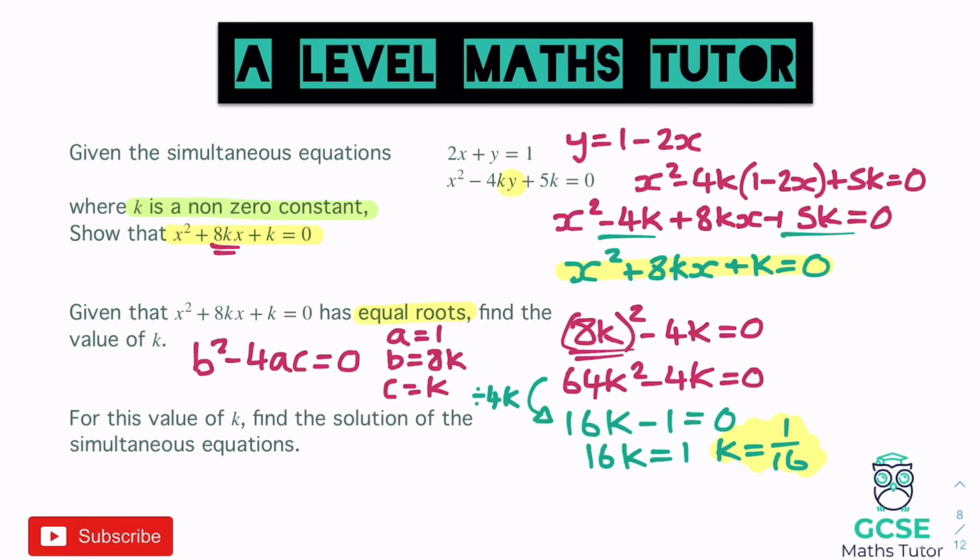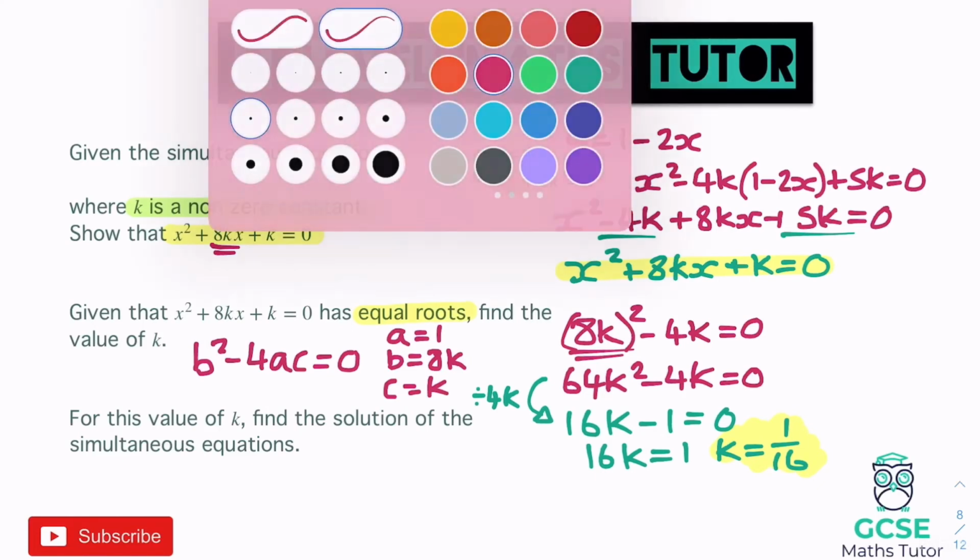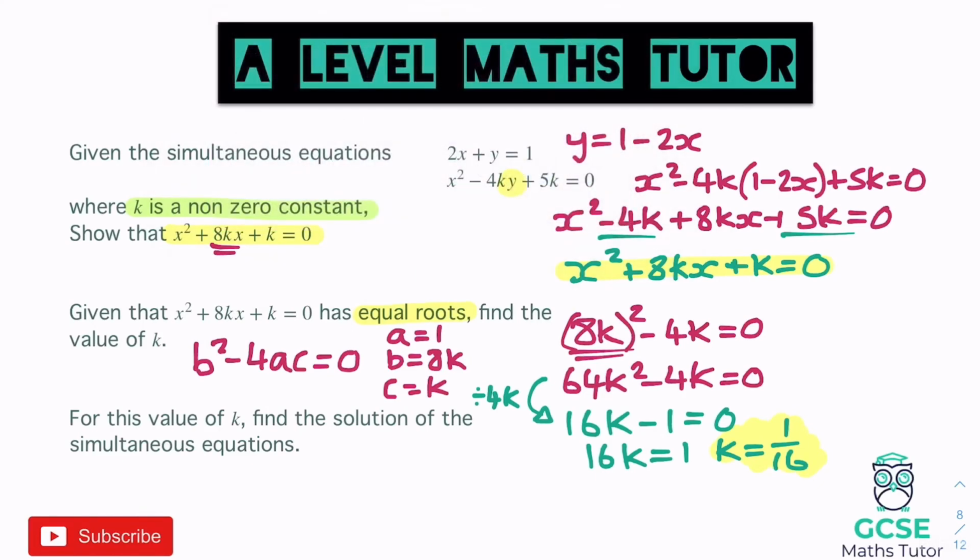Now we can move on to the last part. It says for this value of k, find the solution of the simultaneous equations. Not the nicest part here, but now we can actually substitute this 1 over 16 into our equation.